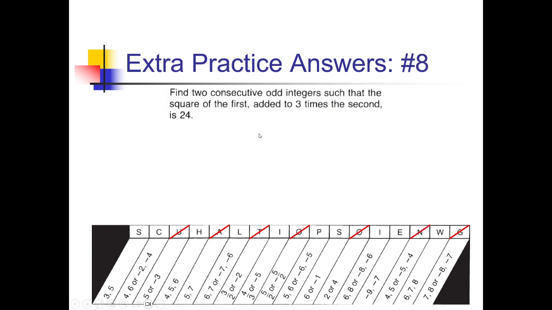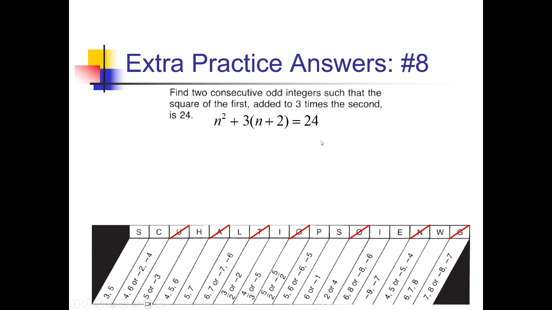For this one, we have two consecutive odd integers such that the square of the first added to 3 times the second is 24. All right, so let's think about our numbers here. Consecutive odd integers. We can call them n and then n plus 2, because I have to add 2 to get to the next integer. So what am I doing with n and n plus 2? Well, they said that the square of the first added to 3 times the second is 24. I can add things in either order, so I'm going to write n squared first. And then I'm adding to that 3 times the second. So that's going to be 3 parentheses n plus 2, and I'm adding that as well. And then finally, the result is 24.